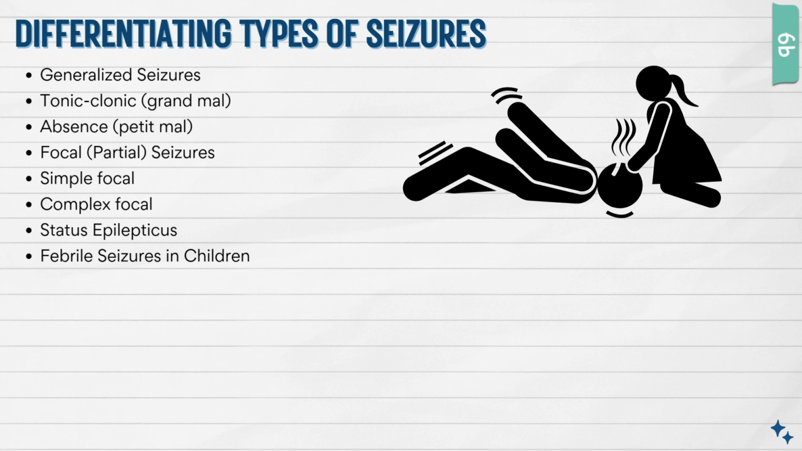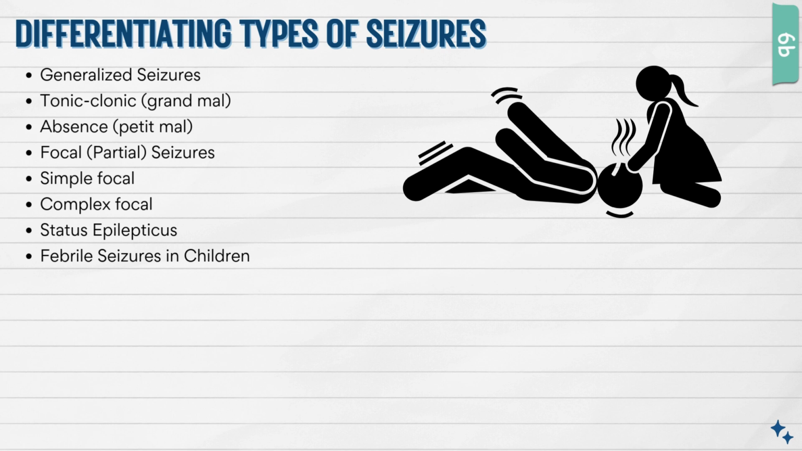So understanding the types of seizures is essential for effective management. Okay, so this should be a review for you guys. So I'm going to go over it quickly. Generalized seizures involve both hemispheres of the brain from the onset. Okay, the most common is the tonic-clonic seizure, formerly known as grand mal seizures. This is characterized by a loss of consciousness and violent muscle contractions all over the body.